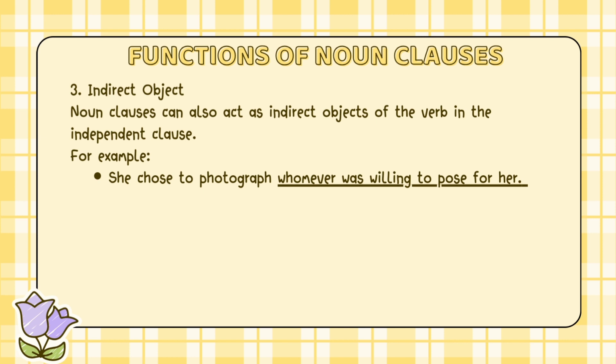Number three is indirect object. Noun clauses can also act as indirect object of the verb in the independent clause. For example, she chose to photograph whomever was willing to pose for her. In this sentence, the direct object of the verb chose is the infinitive phrase to photograph. Just like a noun clause, this infinitive phrase is acting like the noun direct object. Therefore, the noun clause whomever was willing to pose for her is the indirect object of the same verb.